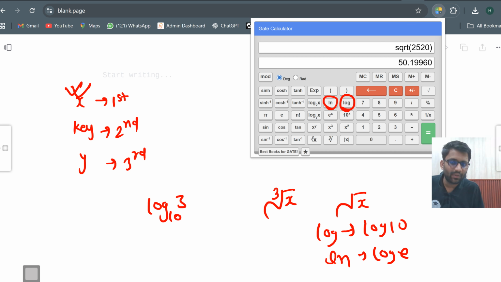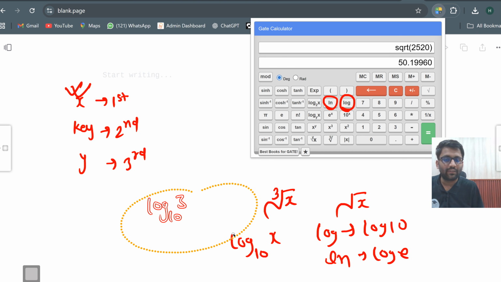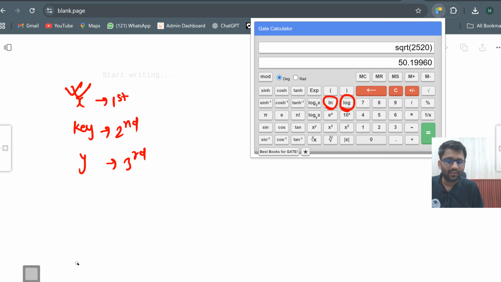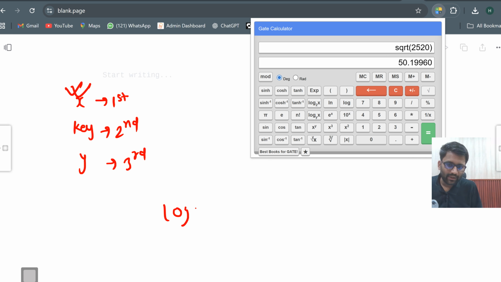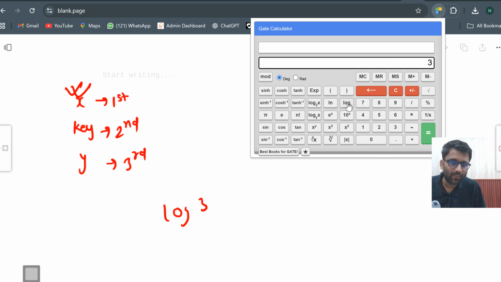Now I need to calculate log 3 to base 10. Only log is written, so by default I know that it is base 10. After that there is X written, and I told you always the input is X. First you need to put the value of X. So what I need to calculate is log 3. First I will put 3 and then I will put log. There you go. This is the answer, 0.477.